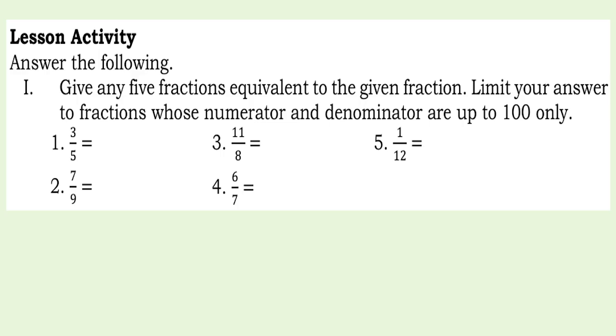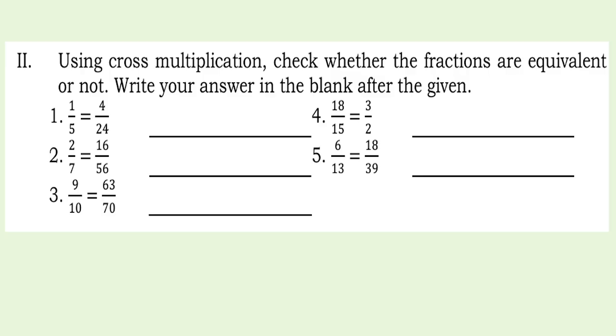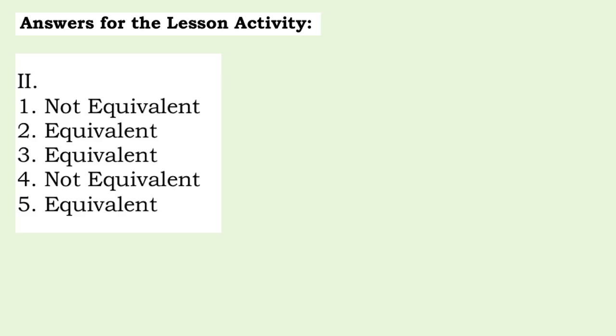Lesson activity. Answer the following. Give any 5 fractions equivalent to the given fraction. Limit your answer to fractions whose numerator and denominator are up to 100 only. Answers for the lesson activity. Test 2. Using cross multiplication, check whether the fractions are equivalent or not. Write your answer in the blank after the given. Answers for the lesson activity.